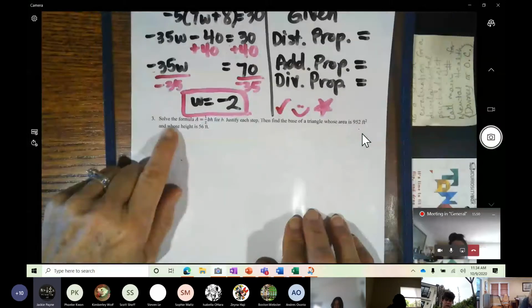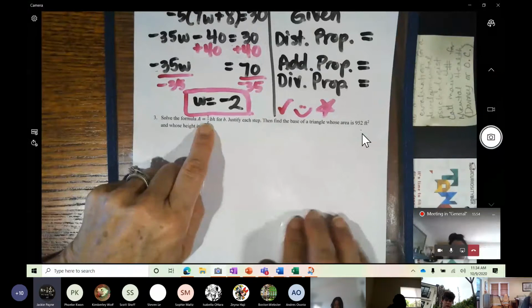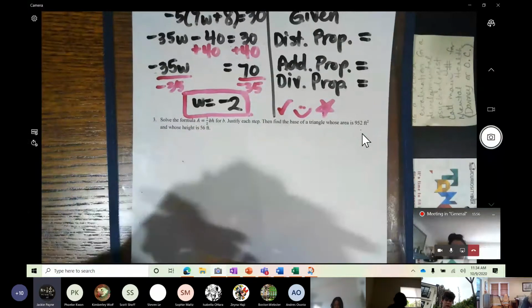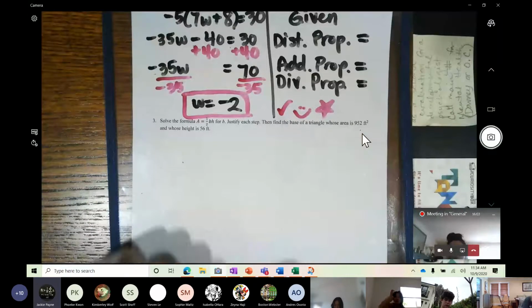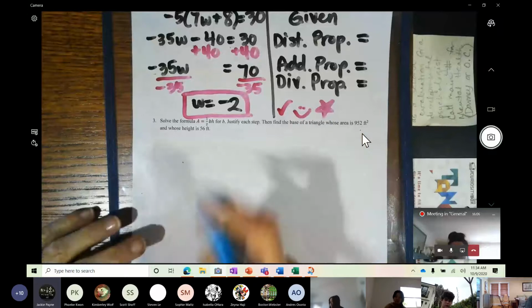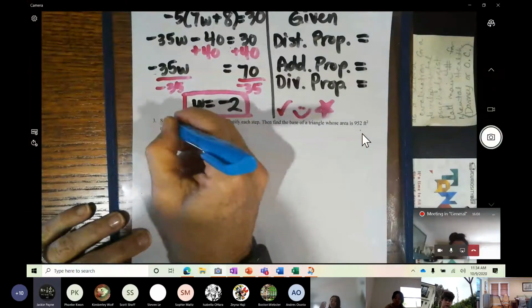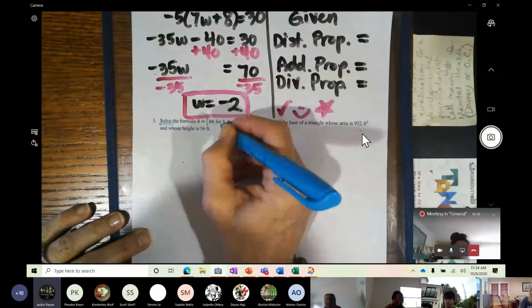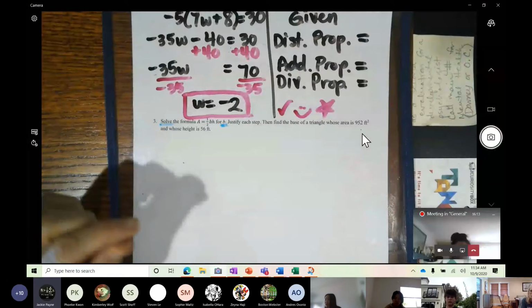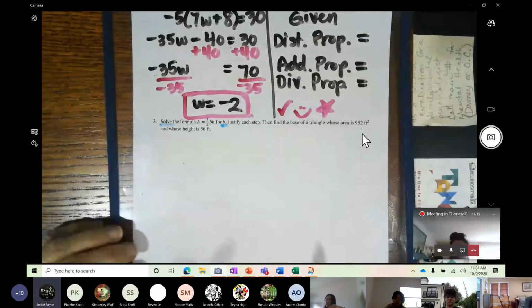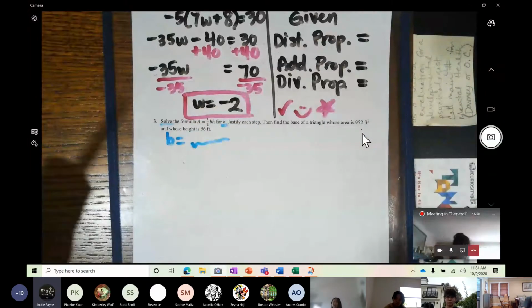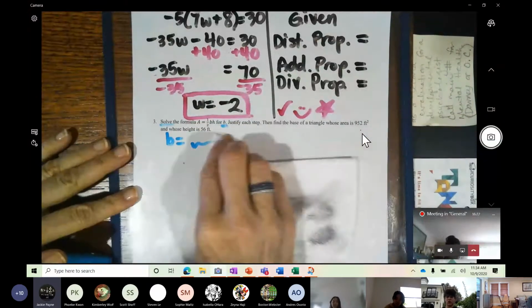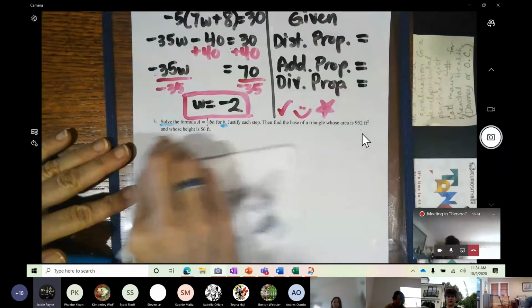So solve the formula A equals 1/2 BH for B. Justify each step. Then find the base of a triangle whose area is... Now, when it says solve for B, what that means is you want to get an answer of B equals everything else. You want B equals blah, blah, blah, whatever B equals. And that's called isolating the variable. That's what those directions mean.